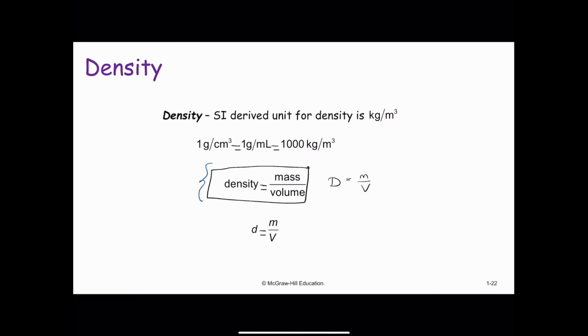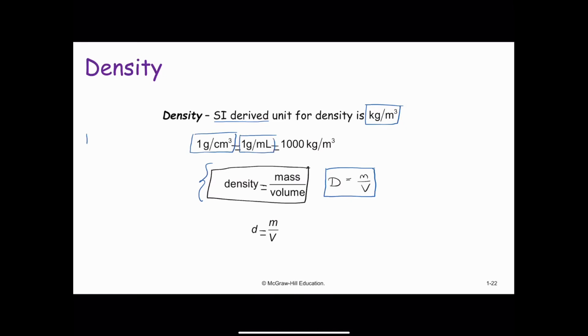We can shorten that to D is equal to M over V. Of course, the D represents density, M represents mass, and V represents volume. The SI derived unit for density is kilograms per meters cubed. We are not going to use that very often in a general chemistry class. What we usually use in our class is going to be either grams per centimeter cubed or grams per milliliter.